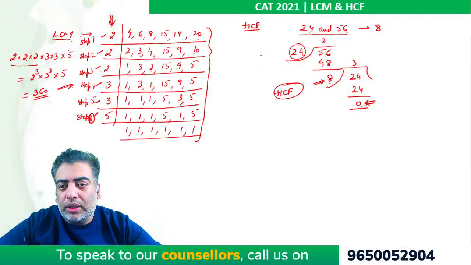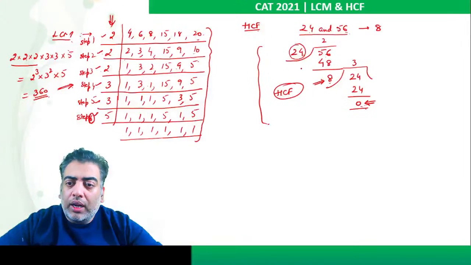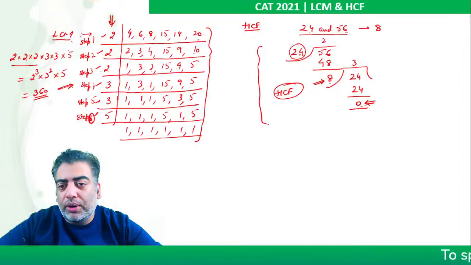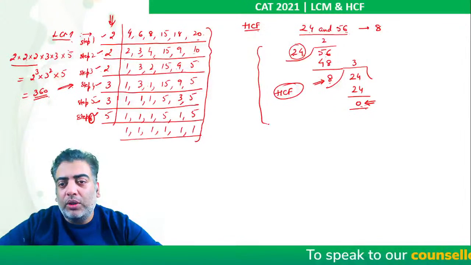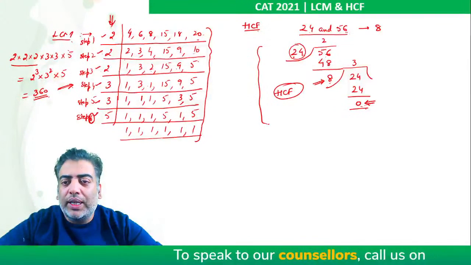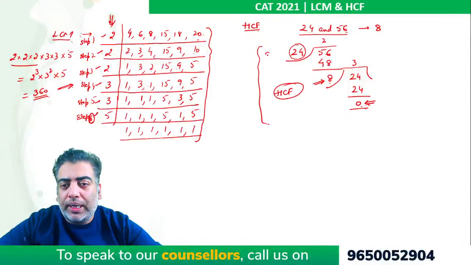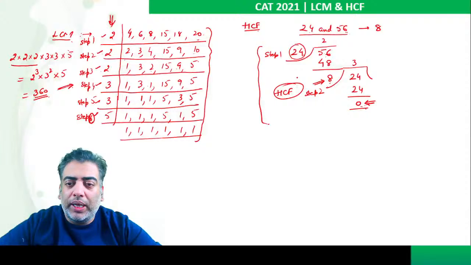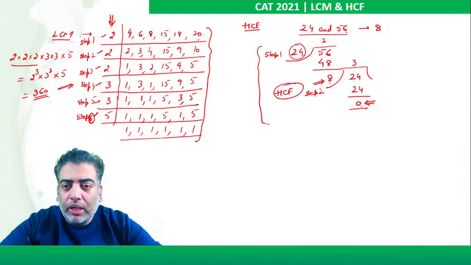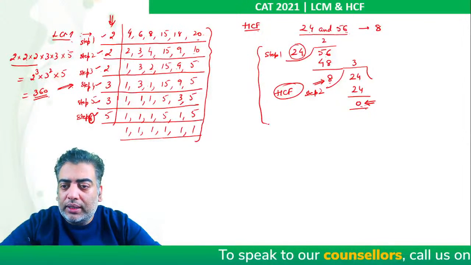Now this was the question that was asked in CAT 2014. And please keep in mind the question was in how many steps by using long division method we can find HCF of the two numbers. And here this will be step 1 and this will be step 2. So the answer in this case comes out to be 2 steps. So this is the basic method of finding LCM and HCF.